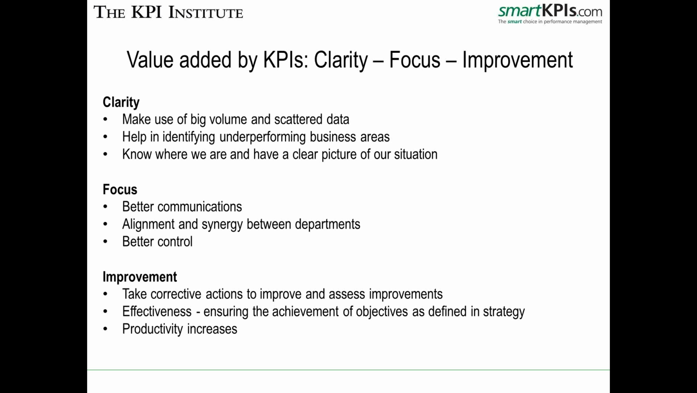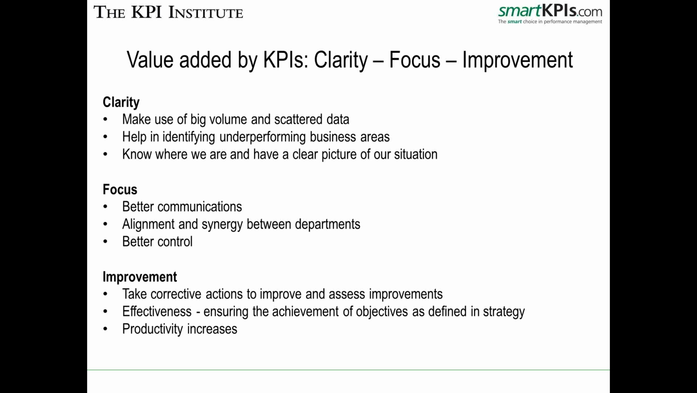They are also about focus, because once we know how everything looks like, what are the important things to address, we can focus on this. And by focusing, we can also communicate better to staff that these are the areas of importance. And through this, we can achieve alignment and synergy between departments within an organizational context. A keyword also used in relation with KPIs is control. KPIs in a way are about control.